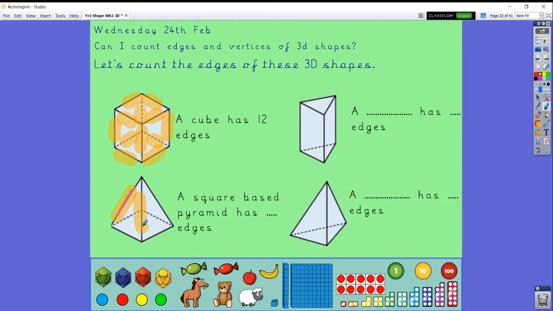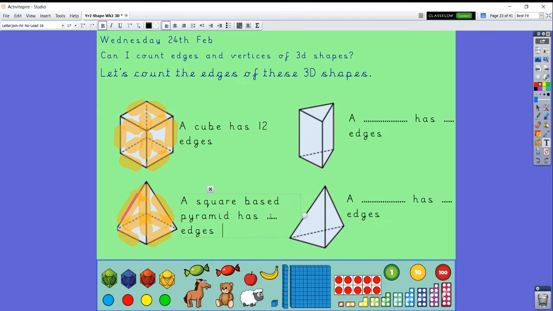1, 2, 3, and I know there is number 4 hiding at the back. 5, 6, 7, 8. So our square-based pyramid has got 8 edges.